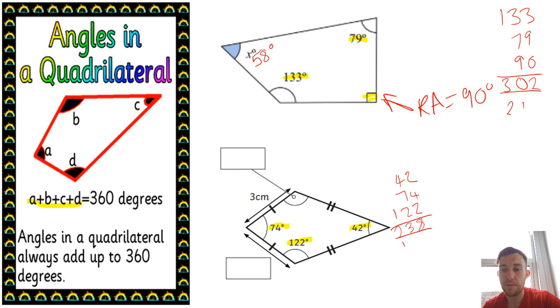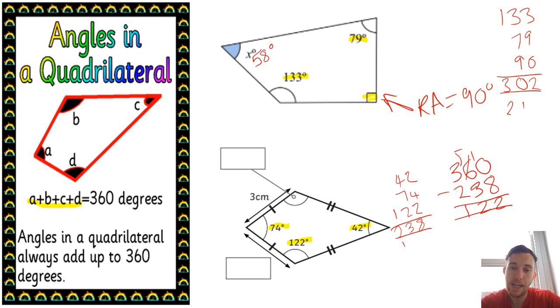So the angles I've got so far add up to 238 degrees, but I want them to add up to 360. So I'm going to do 360 subtract 238. A bit of exchanging needs to happen there. 10 take away 8 is 2, 5 take away 3 is also 2, and 3 take away 2 is 1. So therefore my missing angle is 122 degrees. Oh, if we look carefully here, this angle and this angle are the same. That's because this shape is symmetrical, so the angles would be the same also.